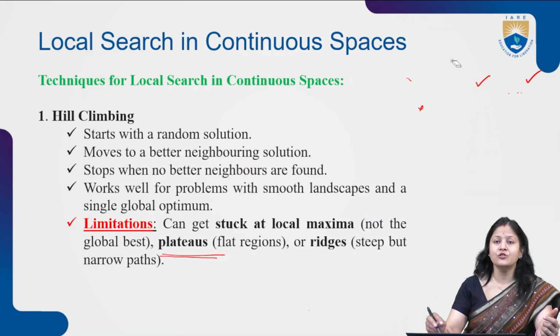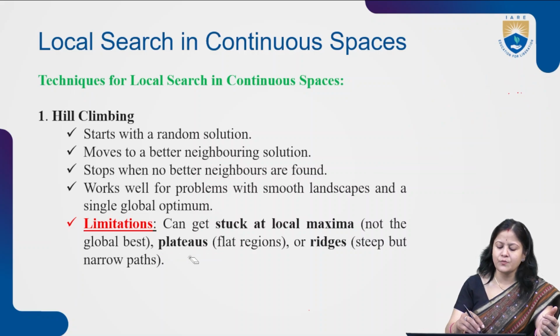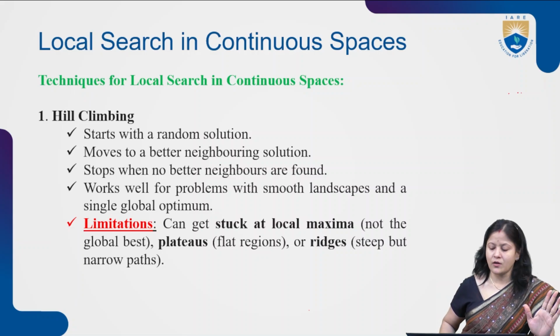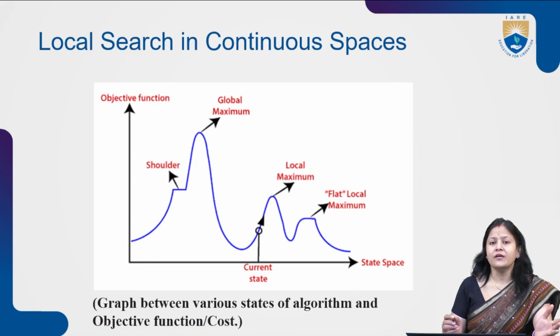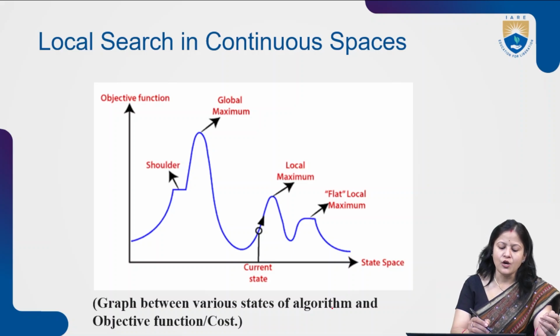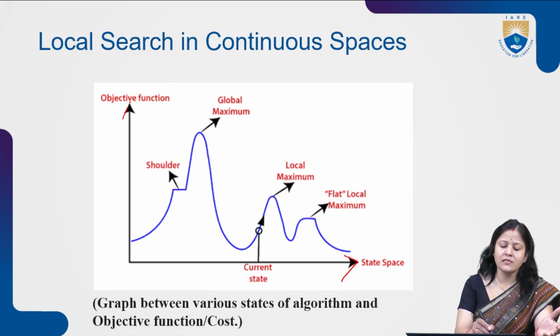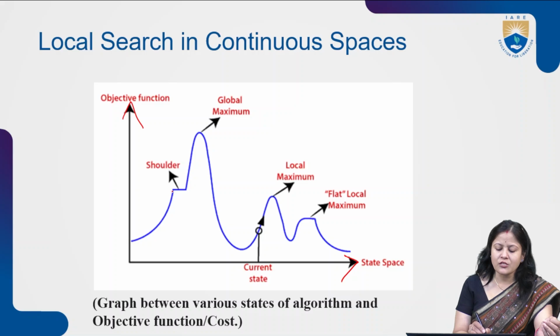Though the hill climbing method is used to solve problems in continuous spaces, a few limitations are there because it gets stuck at the local maxima. That is the main concept of hill climbing. Pictorially or graphically, we can represent the hill climbing problem like this. This is the graph between various states of the algorithm and the objective function. The x-axis represents different states of the hill climbing problem and the y-axis represents the objective function. So this flat portion is called the shoulder or the plateau region where the agent may not move further once it reaches here. This is one of the problems we face in the hill climbing algorithm.